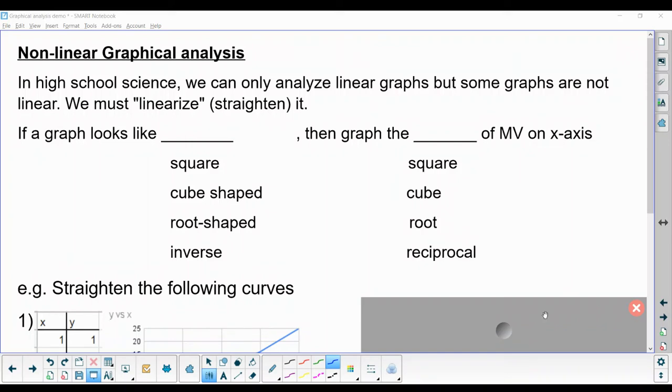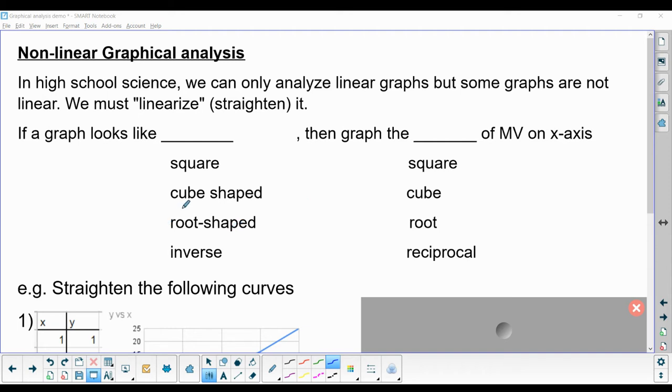In high school science, we can only analyze linear graphs, straight line graphs. But sometimes the graphs that we get are not straight. We have to linearize it, we have to straighten it. So if a graph looks like it's square, then we need to graph the square of our manipulated variable on the x-axis.